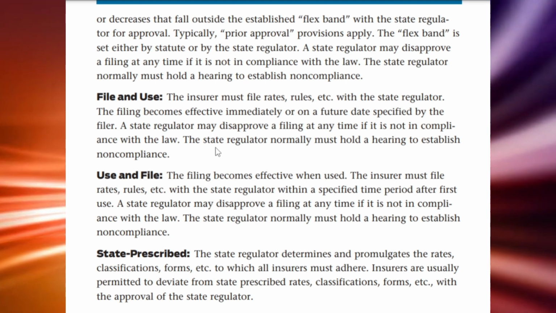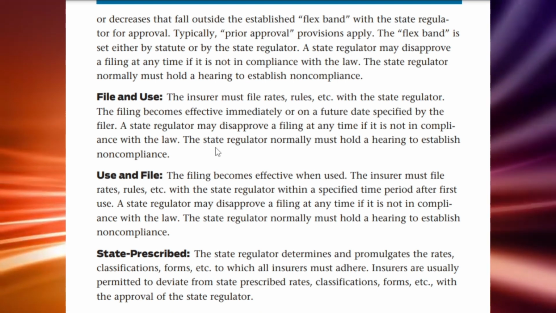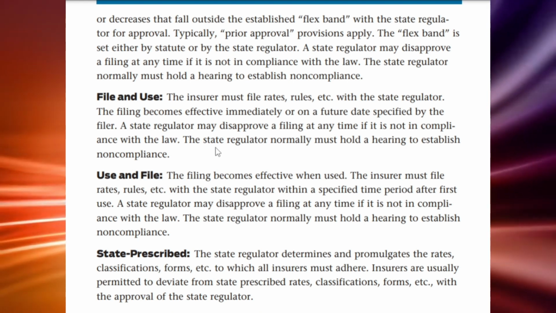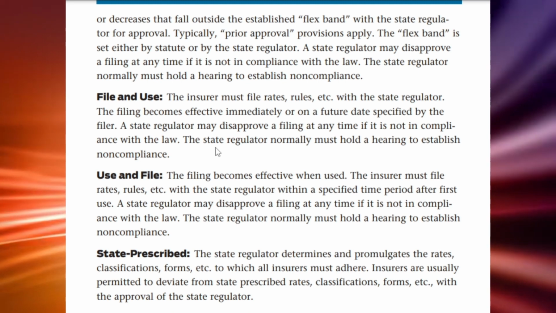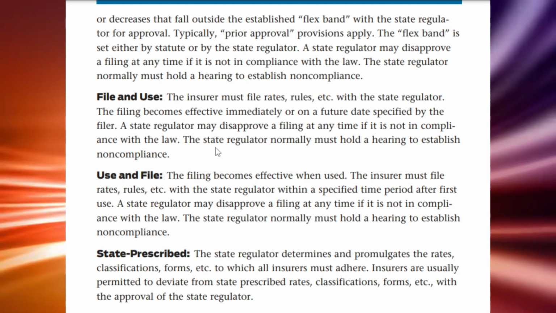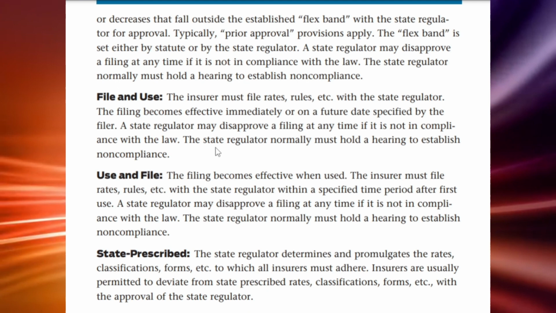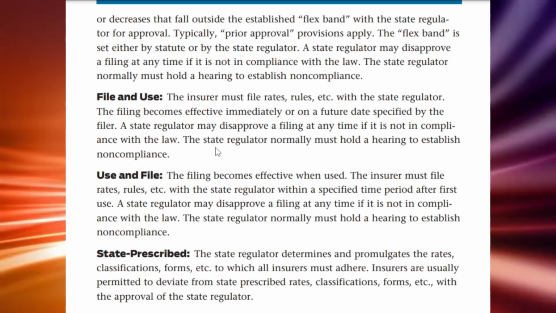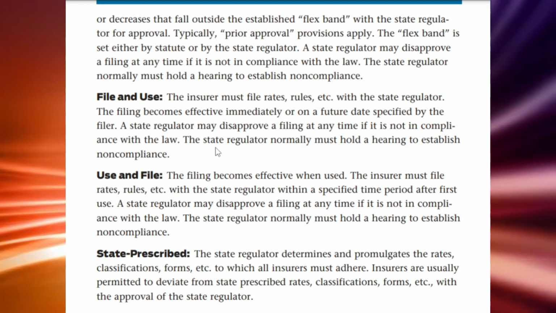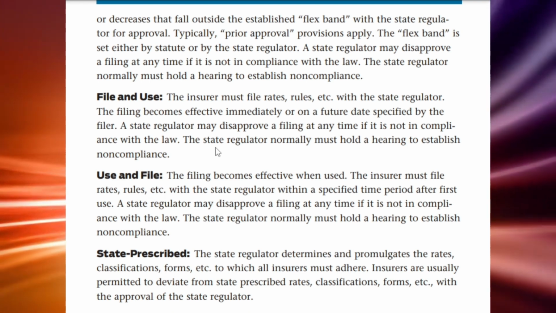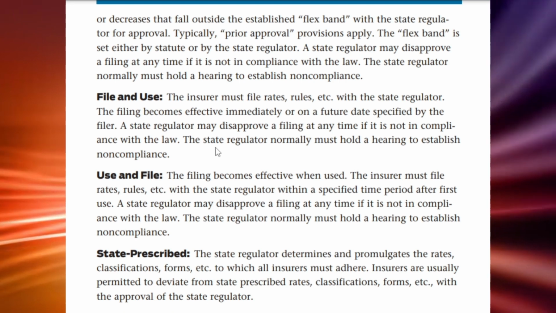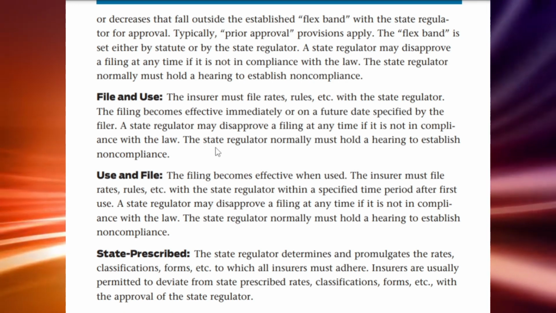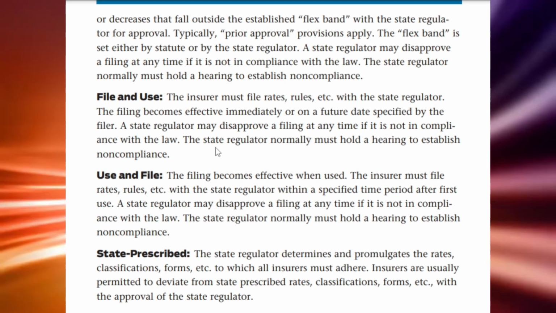File and use. The insurer must file rates, rules, etc. with the state regulator. The filing becomes effective immediately or on a future date specified by the filer. A state regulator may disapprove a filing at any time if it is not in compliance with the law. The state regulator normally must hold a hearing to establish non-compliance.